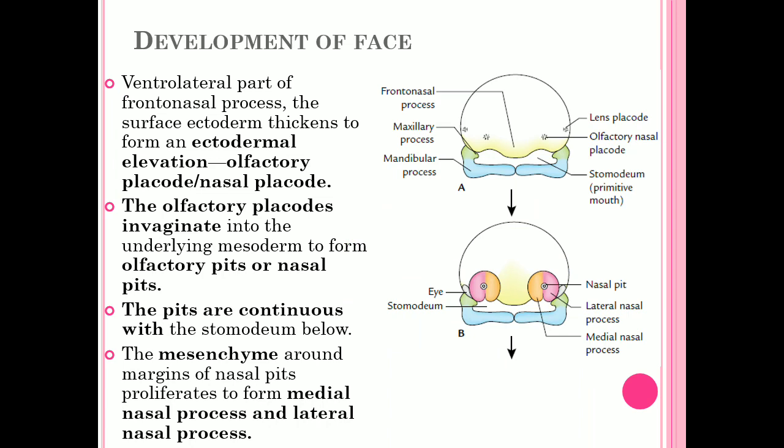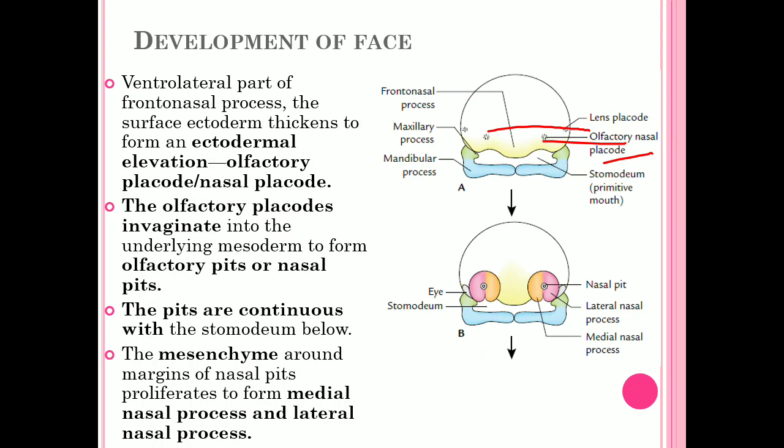Now what happens in the anterolateral part of the frontonasal process? Two ectodermal elevations develop, that are called as olfactory placode or the nasal placode. These are the olfactory placodes, also called as nasal placodes. They are developing in the anterolateral part of the frontonasal process. So these two olfactory or the nasal placodes are developing.